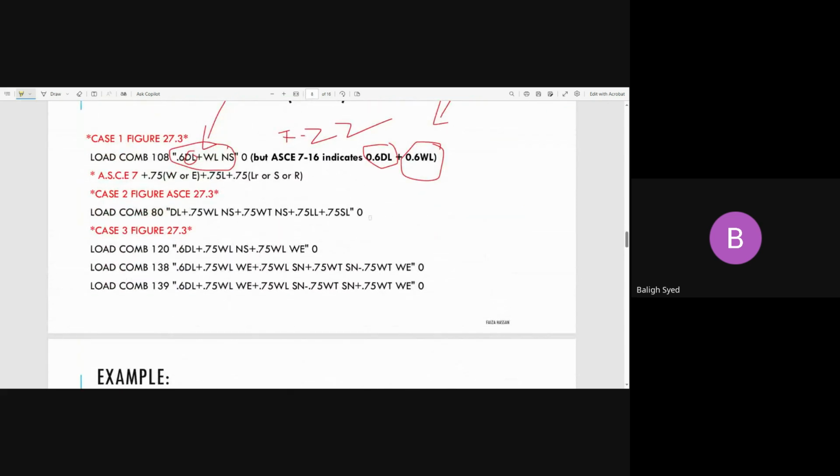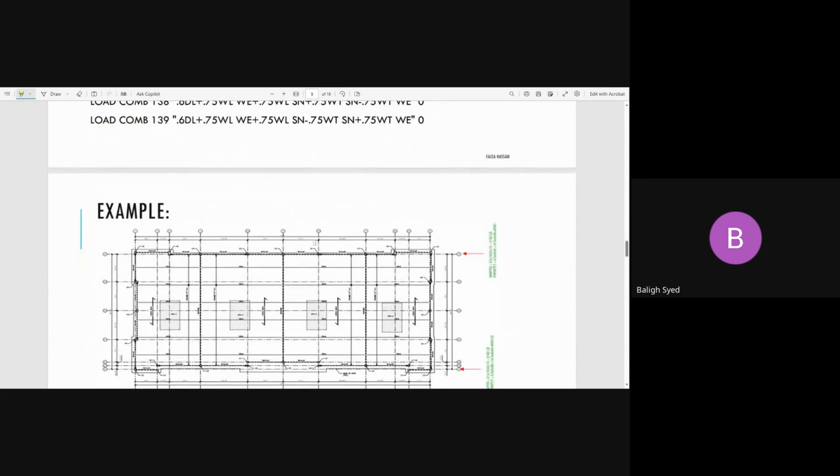For LRFD it is different, completely different. But for the type of structures usually at the global level, it's all ASD. This is interesting: only conventional concrete is done with LRFD.